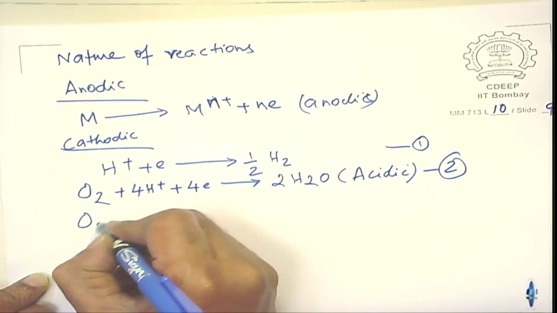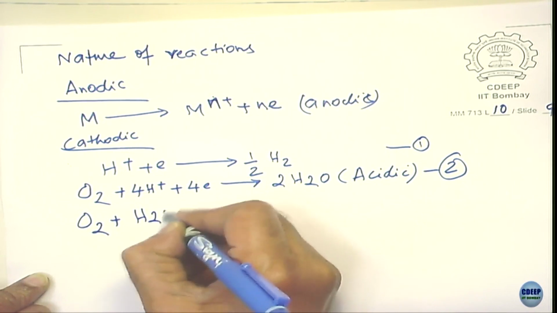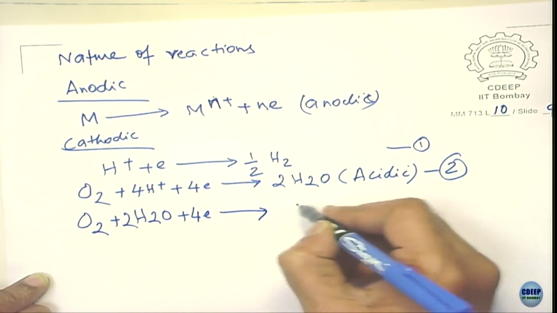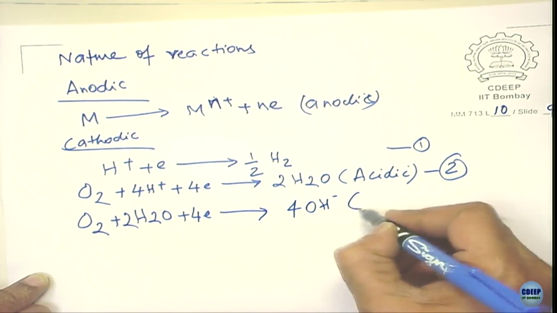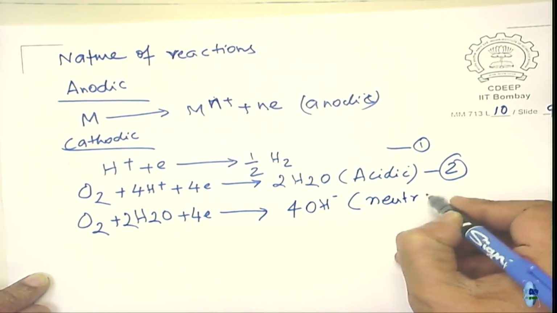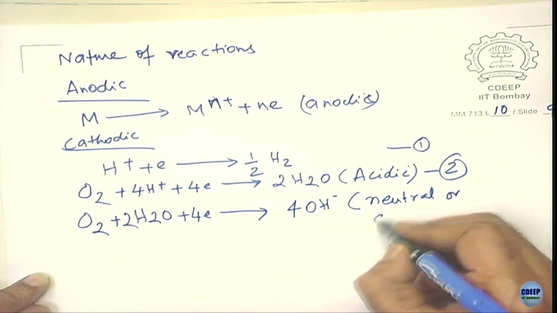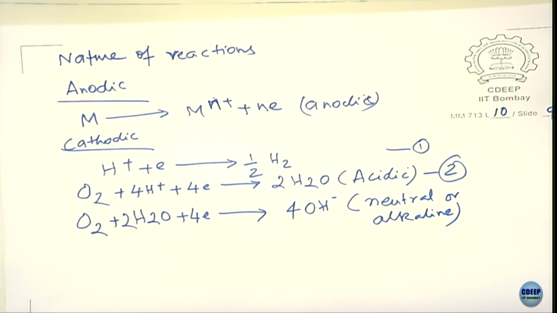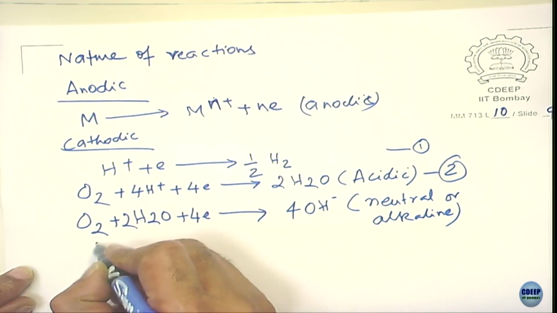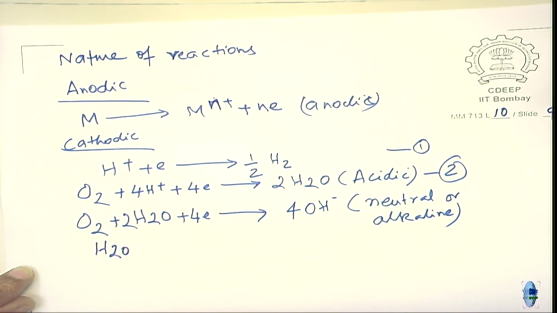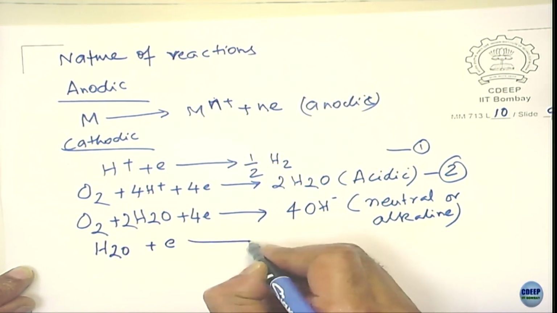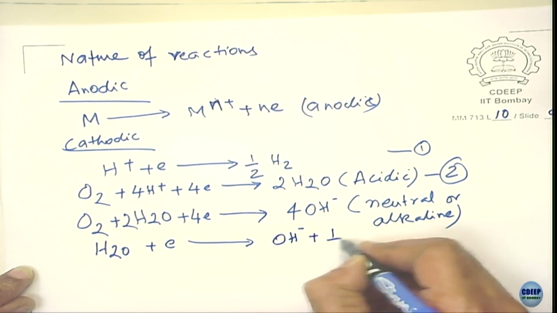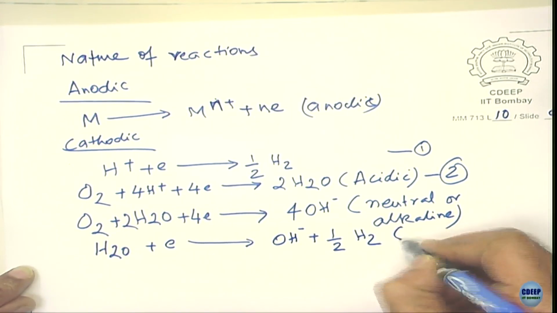You can also have the oxygen in a neutral medium, it can combine with this electron and form hydroxide. It is neutral or alkaline. Please look at it, in both cases it can happen. You can also have simple water accepting the electron, okay, simple. This is called water reduction.